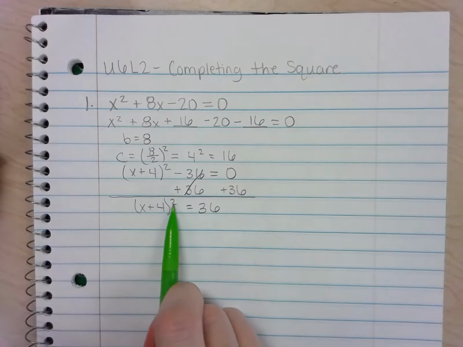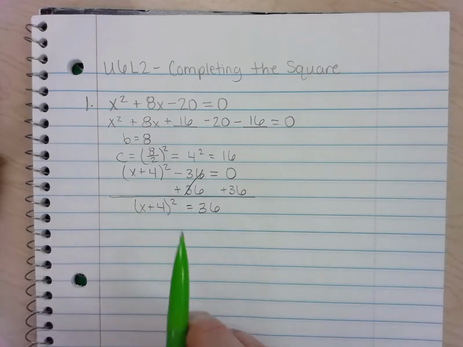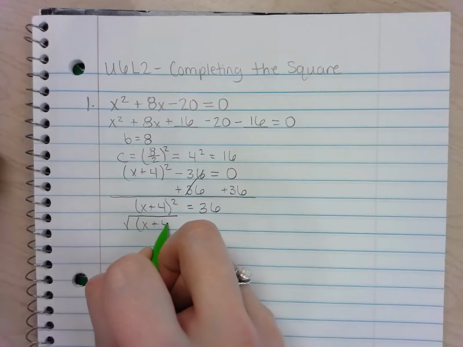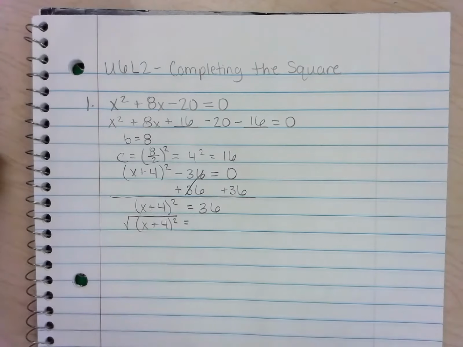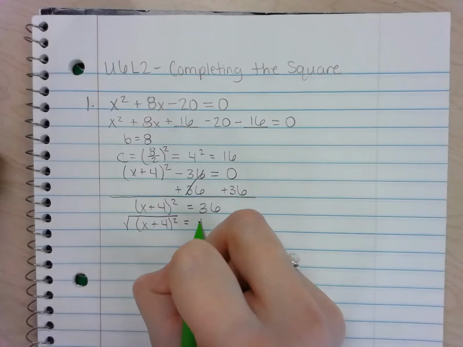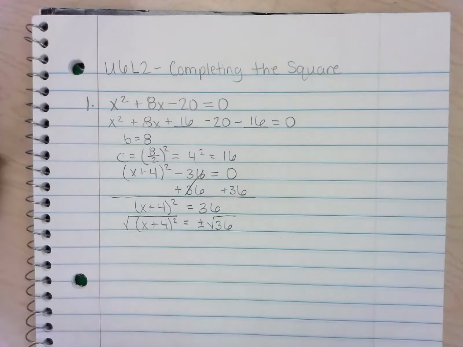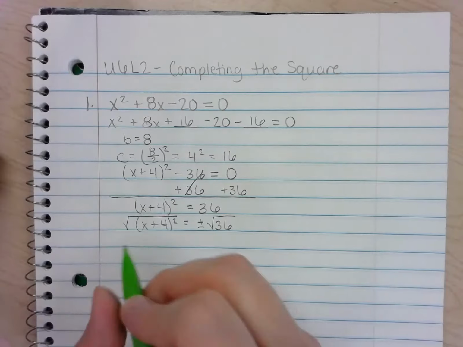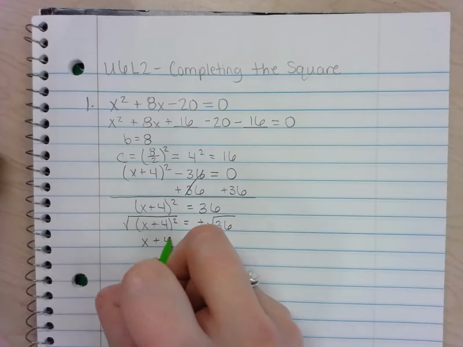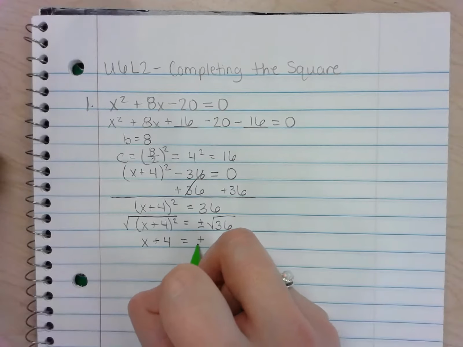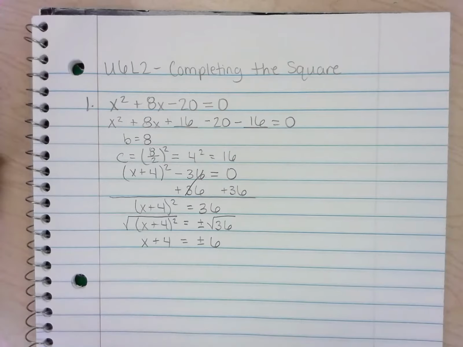We now need to undo the operation of this exponent. We do that by taking the square root. When you take the square root, always remember to use a plus and minus sign around the value that you're taking the square root of. X plus 4 is left on the left side. Plus or minus square root of 36 will equal plus or minus 6.